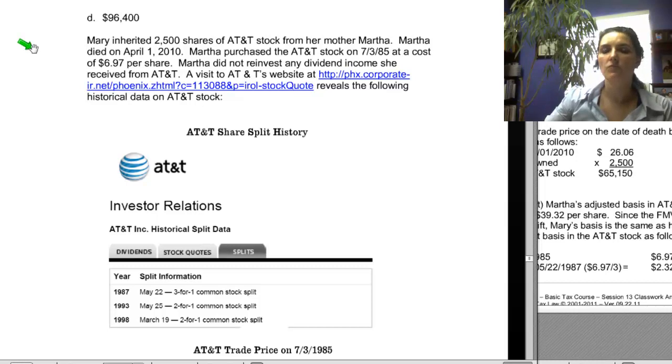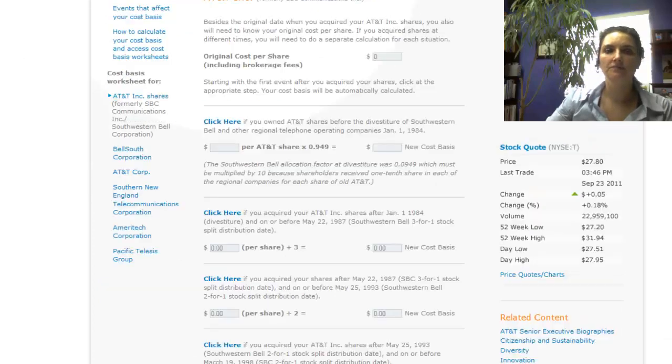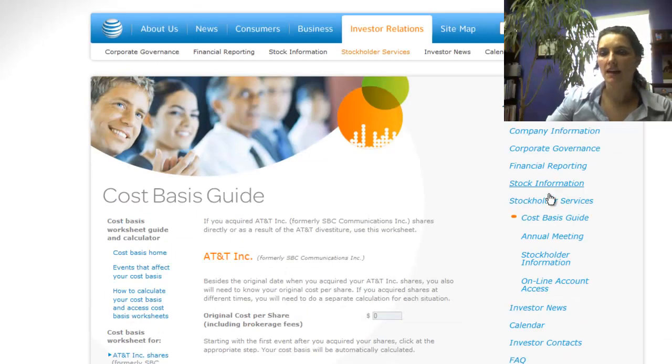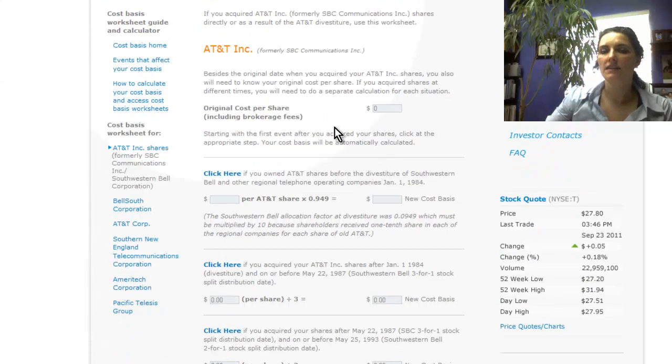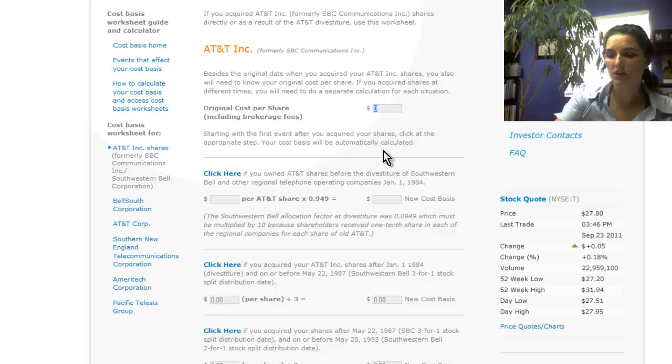Okay, well, let's go to the AT&T website and see what we can do to figure this one out. So AT&T has a cost basis guide. I clicked on that, and then I selected AT&T Inc., and here's where it asks me in the worksheet, enter the original cost per share, which was $6.97 per share.